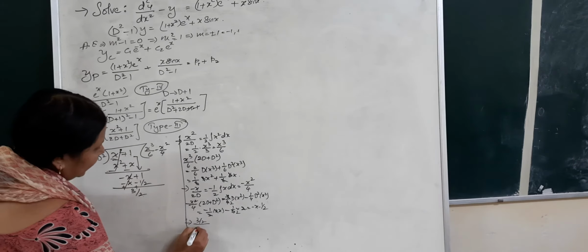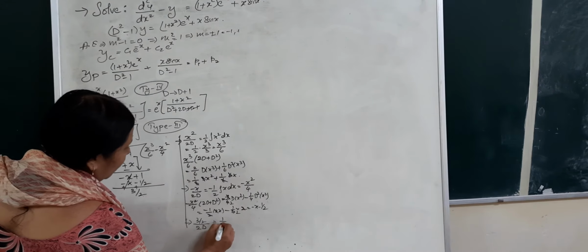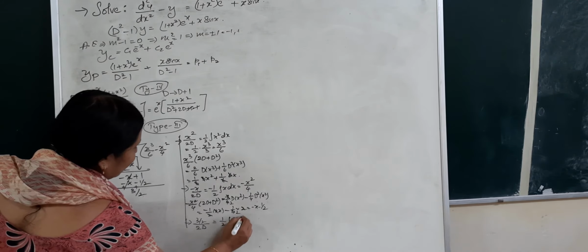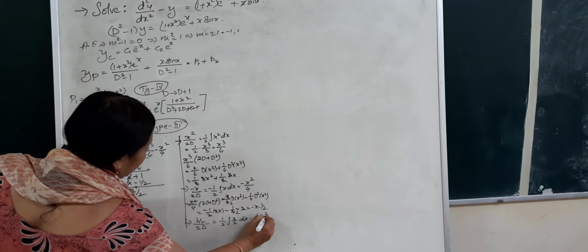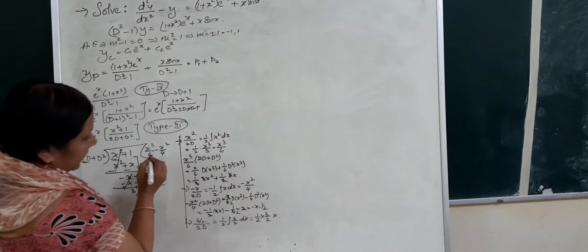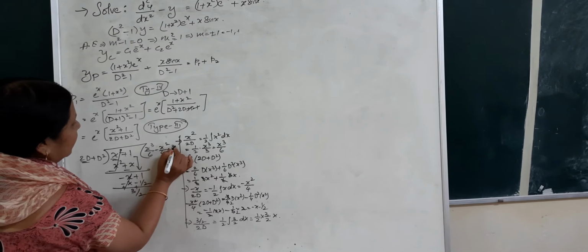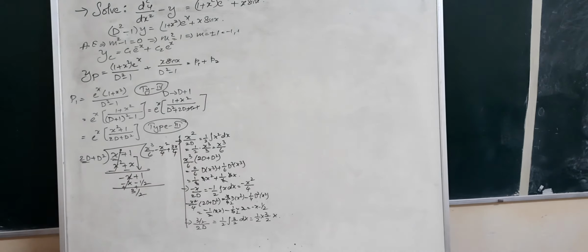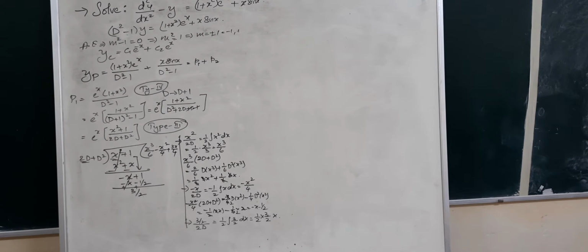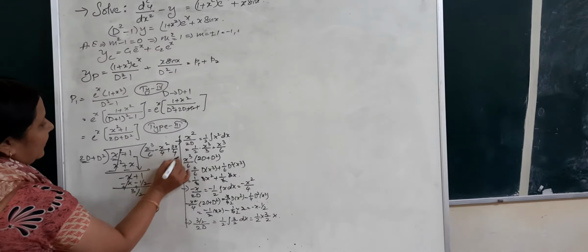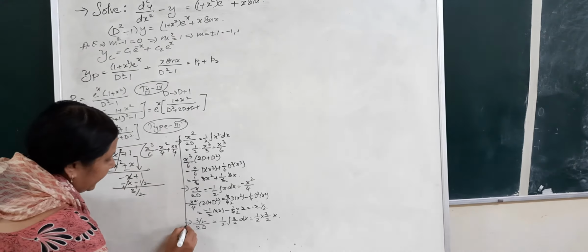divided by 2D. That is equal to 1 by 2 integral 3 by 2 dx, which is 1 by 2 into 3 by 2 into x. Okay, so let us simplify and write it: plus 3 by 4 x, 3x by 4. This is my last term of the quotient. Understood? Now multiply 3x by 4 by this entire denominator.